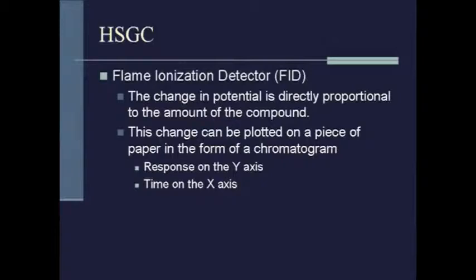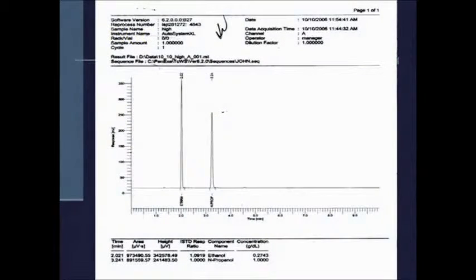And that picture is called a chromatogram. I've got one. This is a typical chromatogram that we would have in our alcohol analysis. Over here on the y-axis, you've got response in millivolts. Across here is time in minutes. So this whole thing takes about 10 minutes.